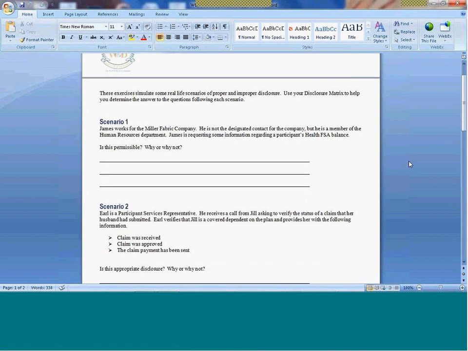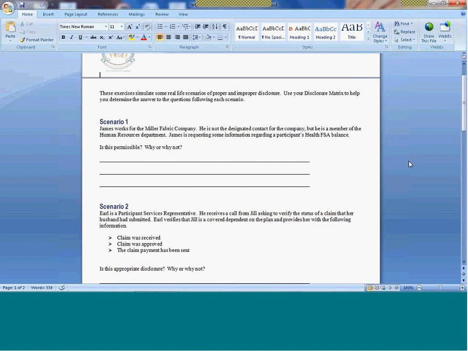Okay. Scenario number 1 says James works for the Miller Fabric Company, and he is not the designated contact for the company, but a member of the Human Resources Department. James is requesting some information about a health essay for a particular participant. So can I give him that information? No. That's a good answer, because we don't have him as an authorized person. If he is unauthorized to receive it, he shouldn't get it.